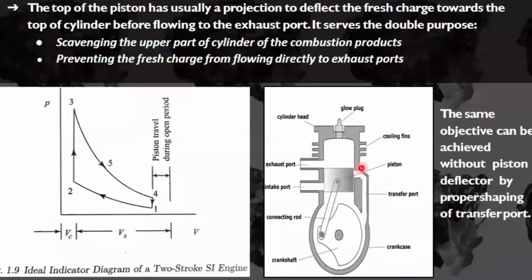Now this piston is going to travel from bottom dead center to top dead center. What is that stroke? Compression stroke. During the compression stroke, this exhaust port is going to be closed and the transfer port is also going to close. At this time, the piston is going to be at top dead center. When the piston is at top dead center, the combustion is going to start.